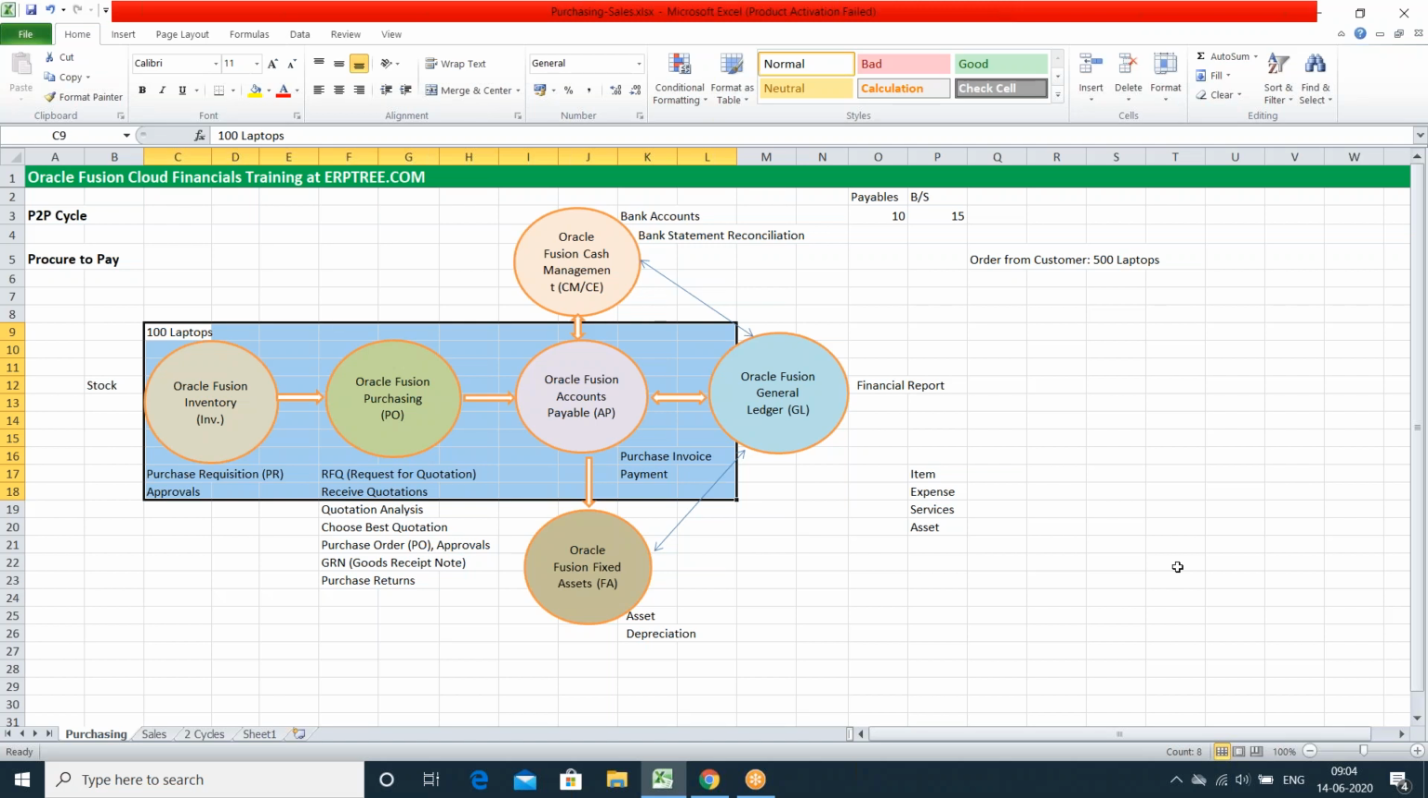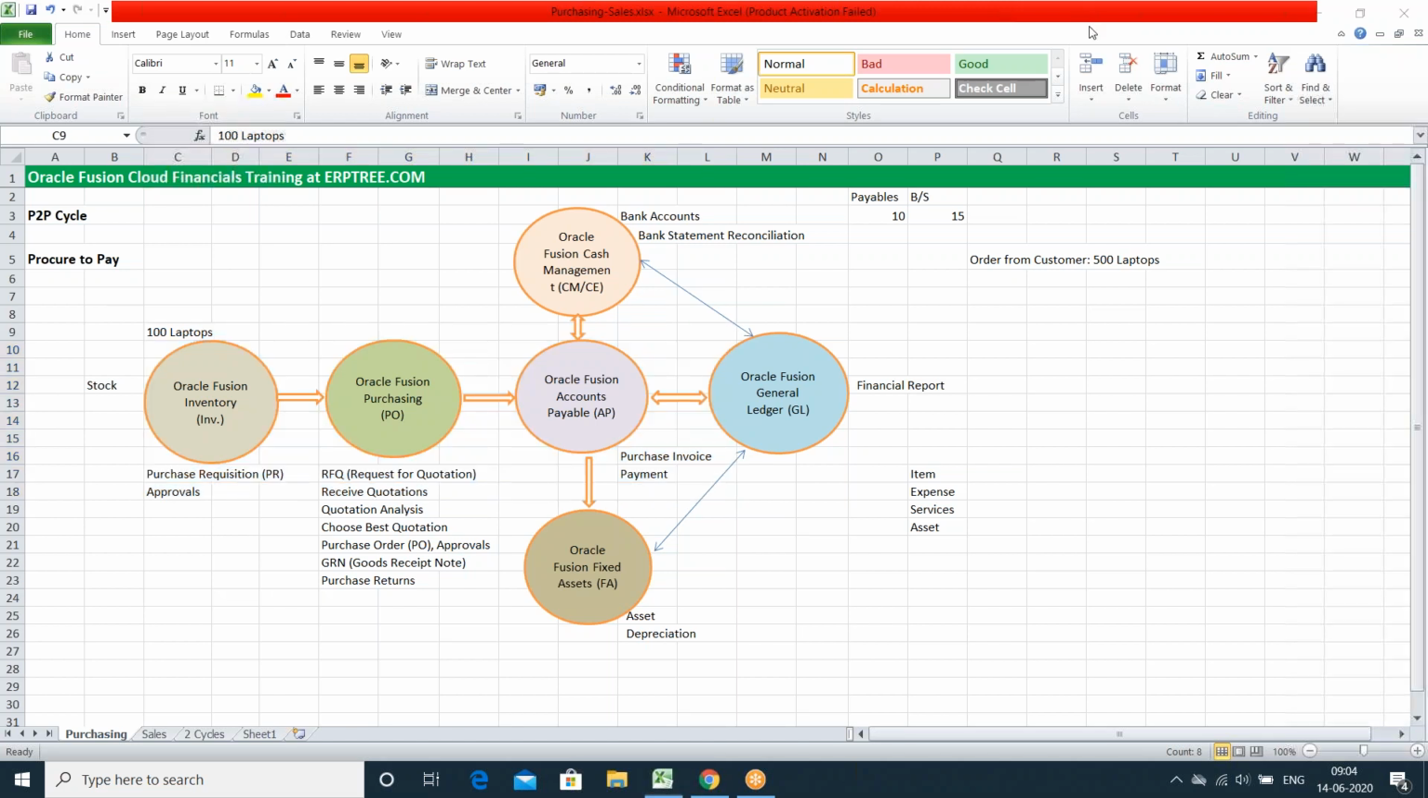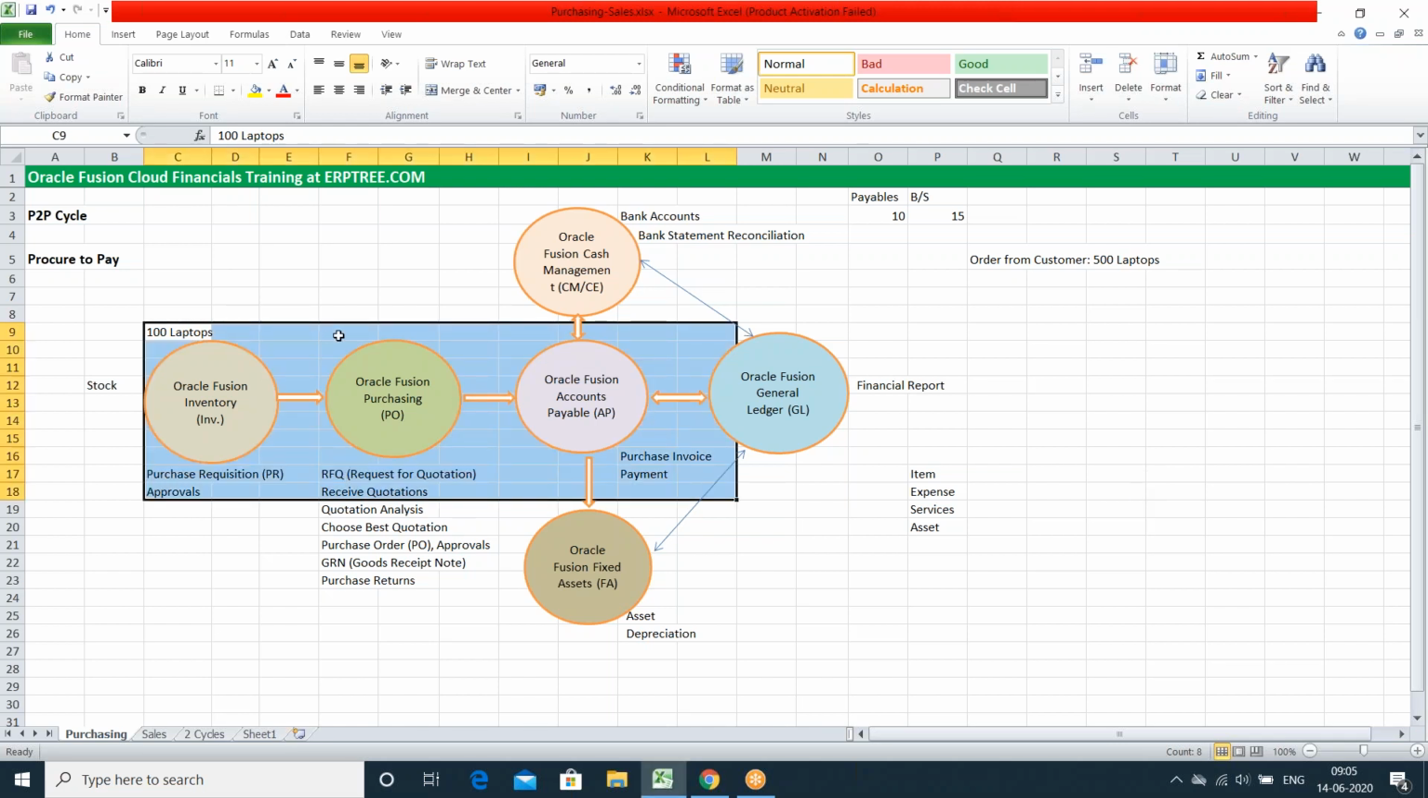Any questions, please? Lakshman, here, where does the procurement come in? Right now we discussed Oracle Fusion Inventory and Fusion Purchasing, right? Is it a part of Oracle Fusion Procurement? No.